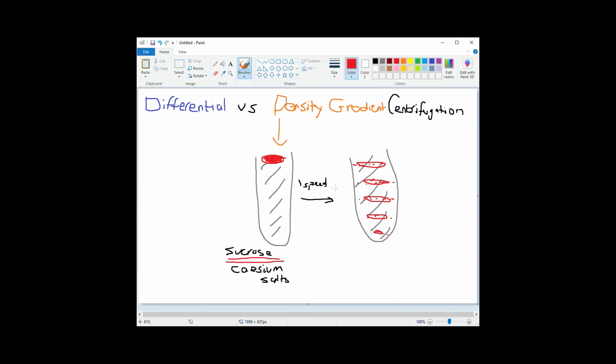This is rate zonal density gradient centrifugation. One speed is normally fine, and this density gradient centrifugation is involved in the fractionation of particles on the basis of their buoyancy. So how they sort of stand out in the solution based upon the centrifugal force, different densities are in different areas based on their buoyancy within the solution.